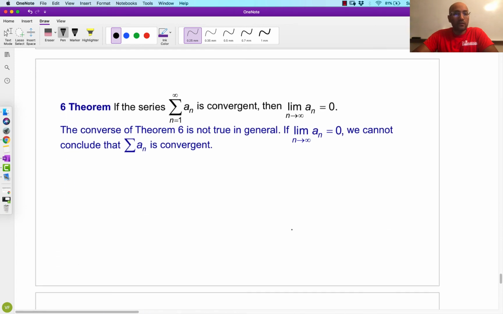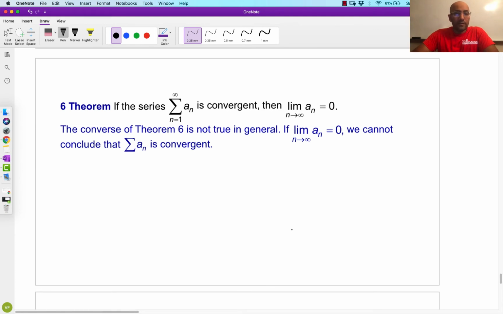Okay, so that leads to the following theorem. If the series sum of a sub n, as n goes from 1 to infinity, is convergent, then you can conclude that the individual terms converge to 0, right? However, the reverse is not true. Just because the individual terms are going to 0, we cannot conclude that the series is convergent.